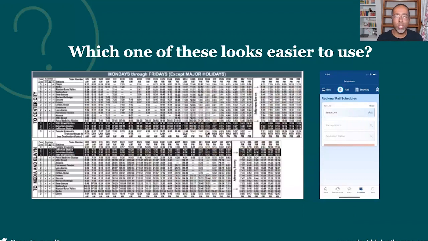Now think about how that plays out if I'm trying to decide whether or not to drive or take public transportation. I take one look at that printed schedule and I immediately conclude public transportation is impossible. I am not going to do it. I take a look at that app screen and I think, you know what, maybe it's not that hard. Maybe I'll give it a shot.